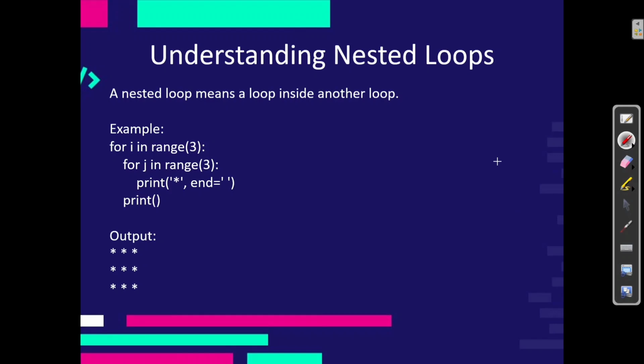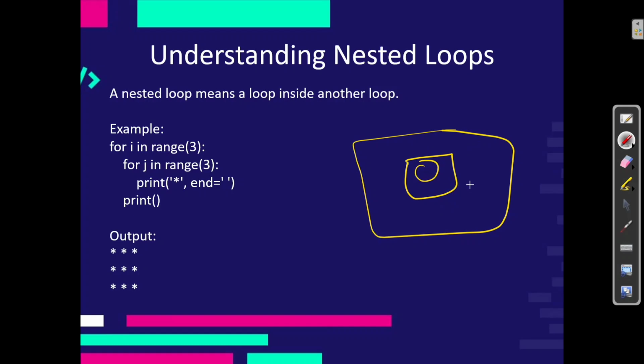A nested loop means a loop which is running inside another loop. One loop is already working, but it exists inside another loop. You can see here that for i in range 3 means it will work until the value is 3: i value is equal to 1, 2, 3. So it will run until that point.